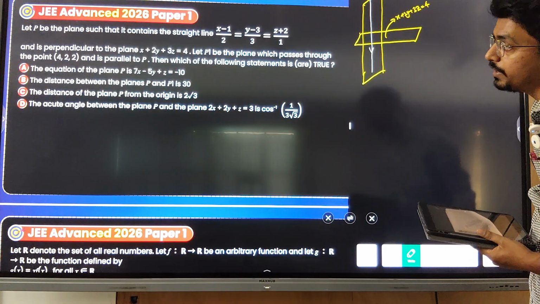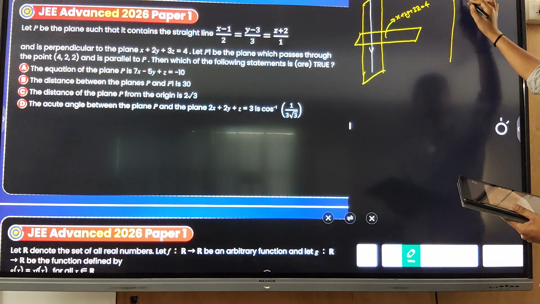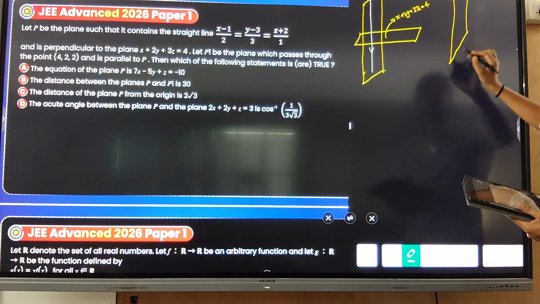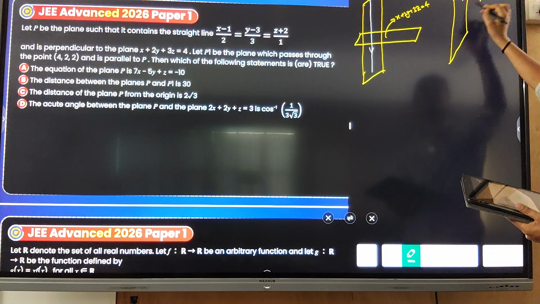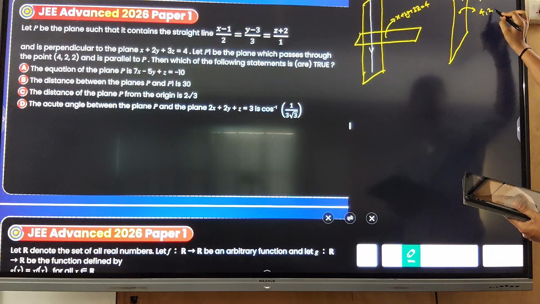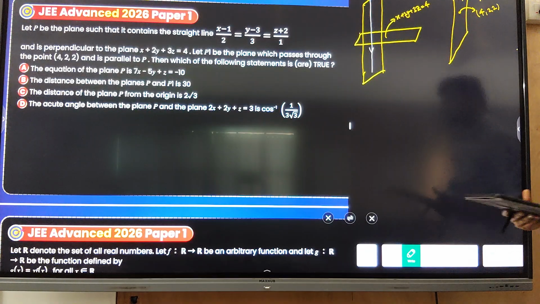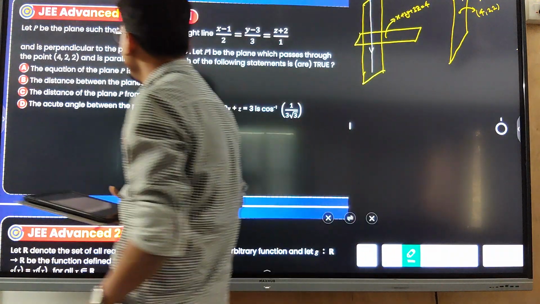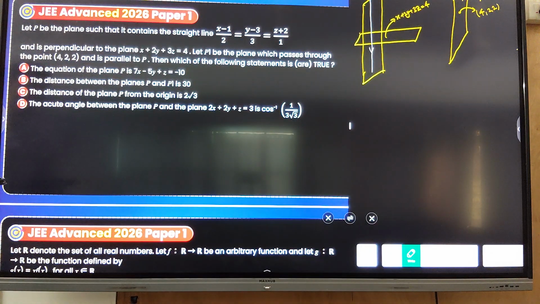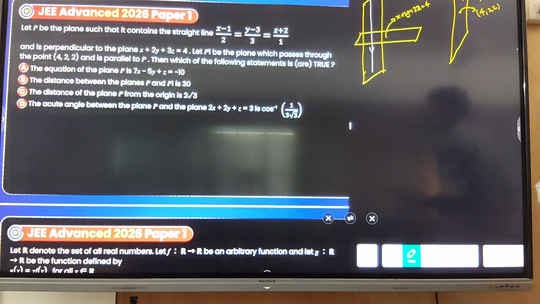So what information are we getting for this plane P1? This plane P1 is parallel to plane P. This is plane P1 and it also passes through the point (4, 2, 2). Then which of the following statements is true? Option A, the equation of the plane P is 7x minus 5y plus z equal to minus 10. So for this we have to find the equation of the plane P.